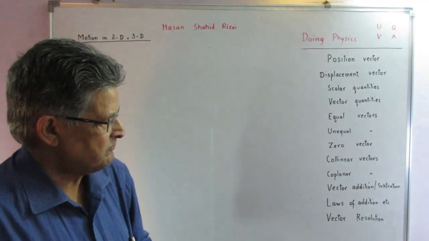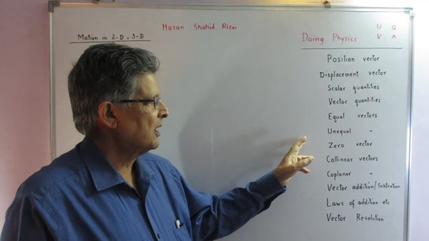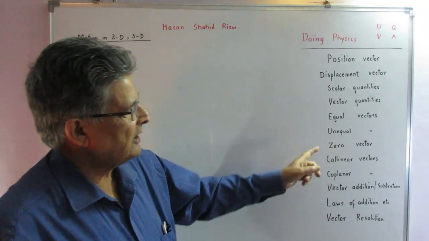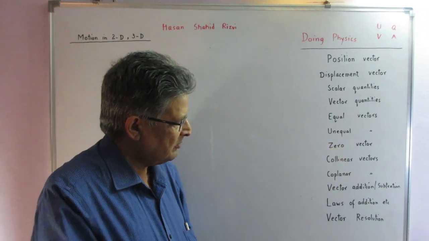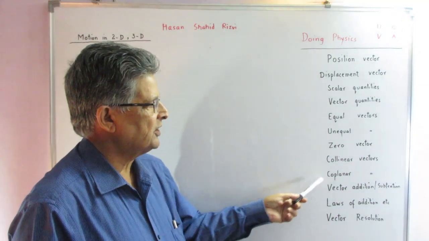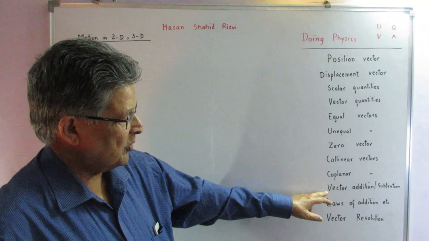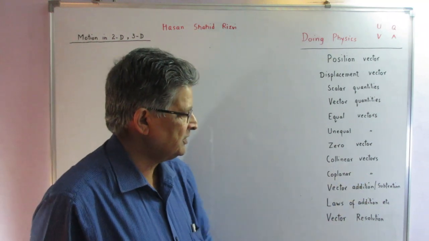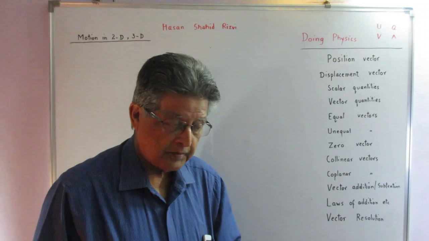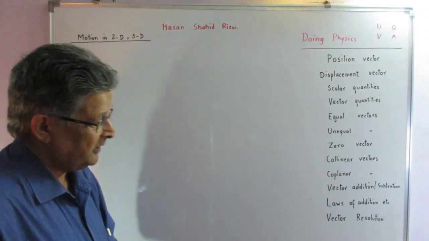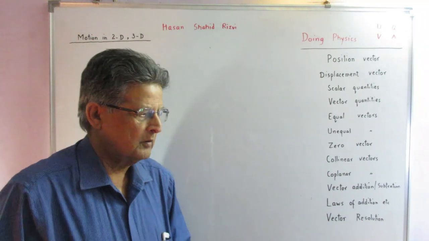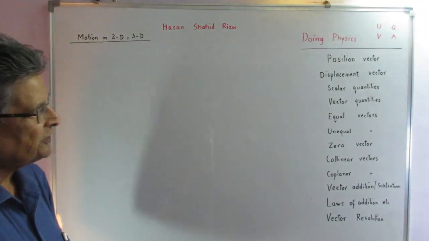Then if we have the difference of two equal vectors, vector v minus vector v, then we get a zero vector. So I'll emphasize what a zero vector is. Then what are the vectors which are in the same line? We call them collinear vectors. Then we have coplanar vectors. Then we establish what vector addition and subtraction are, and the laws of addition, and then resolution of vectors, which is important, and which asks us to go into the nuances of plane trigonometry.